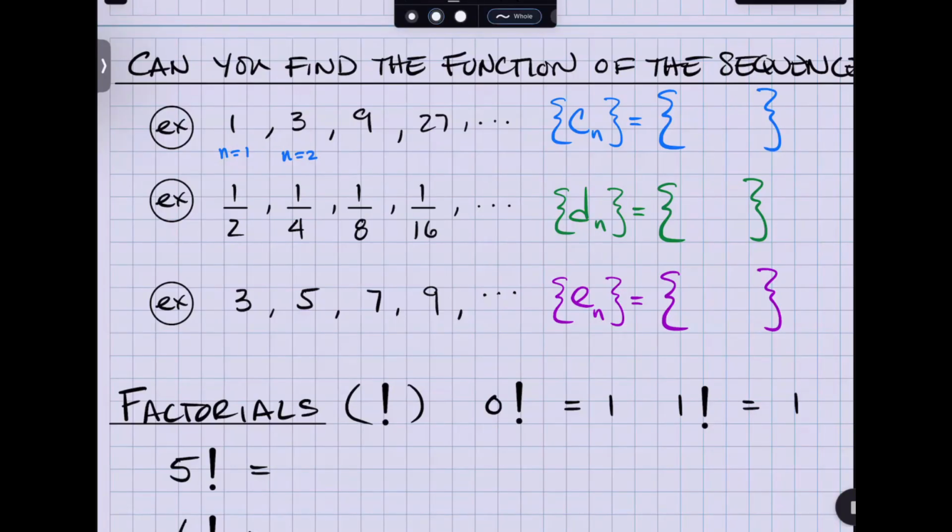Is it 3 to the n? Let's try 3 to the n. So when n is equal to 1, uh-oh. Because if n is equal to 1, if we put 1 in here, that'd be 3. So this should be a 3. You're very close. What if we put in 0? But why would we put in 0? Because this has to be n equals 1.